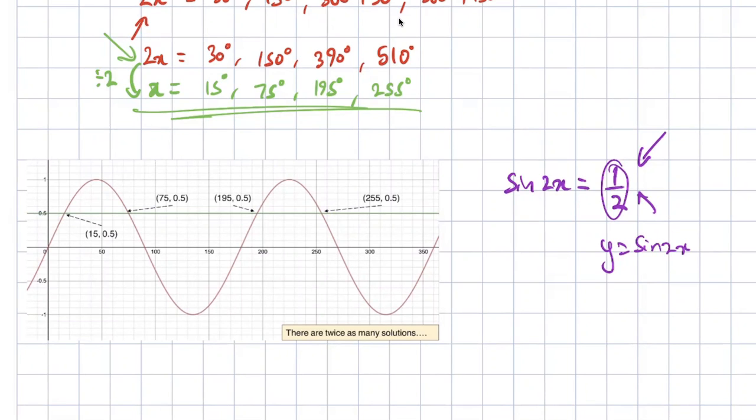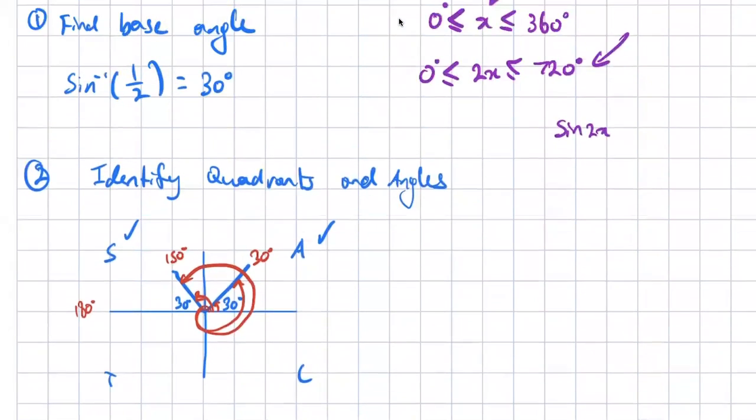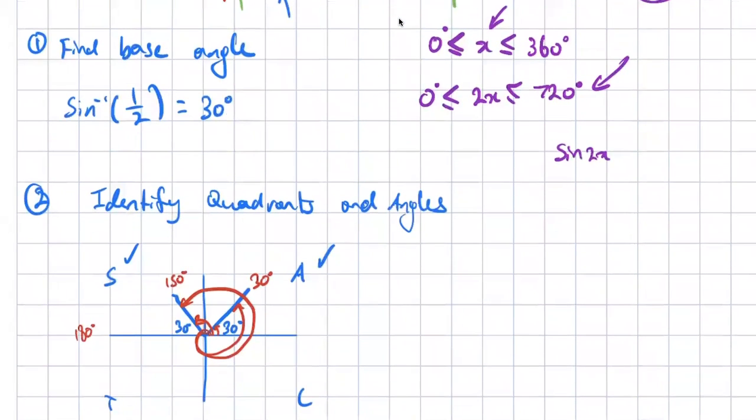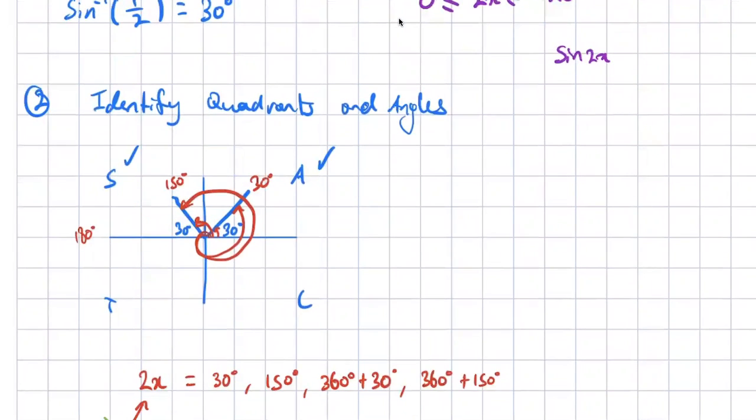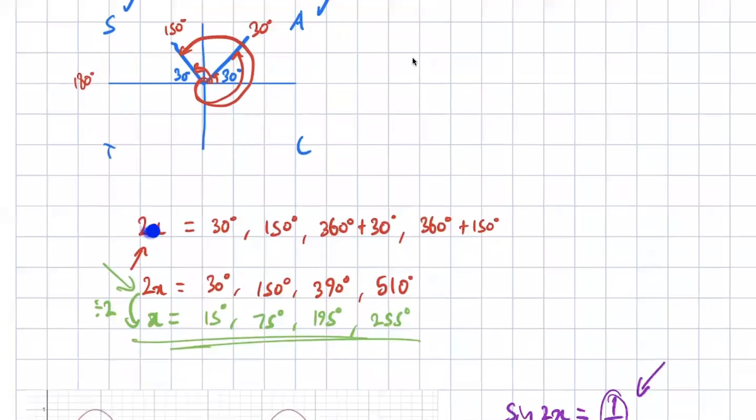So the important things that I want you to take away from this example are: one, find your base angle, the exact same as what we do when we do our basic equations. Identify your quadrants, okay? However, be very careful when you're finding your solutions because you need to remember to have a 2x or a 3x if that's what's in front of the value, okay? And remember that you're going to have to divide by that same value when you're finding your final answer, okay? So just be very, very careful.